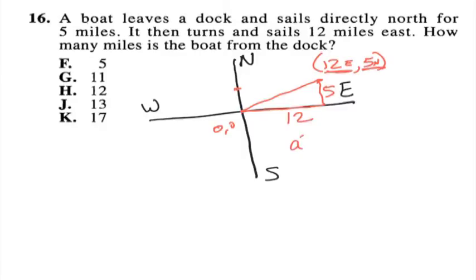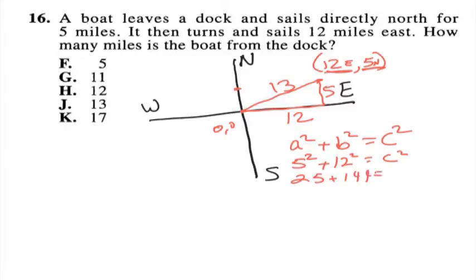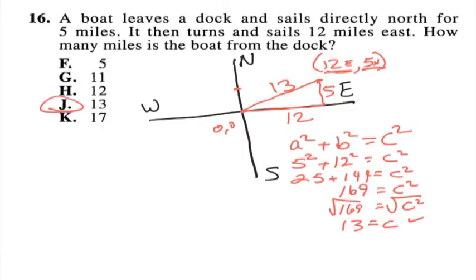So now we use our a squared plus b squared equals c squared. Or we can remember that this is a Pythagorean triple, 5, 12, 13. If you want to do it the long way, that would be 5 squared plus 12 squared equals c squared. And we get 25 plus 144 equals c squared. 169 equals c squared. And the square root of 169 tells us c is equal to 13. Making that the answer for J.